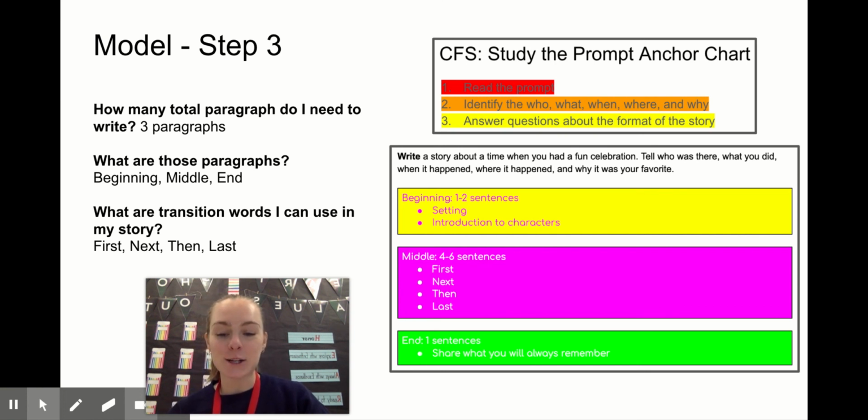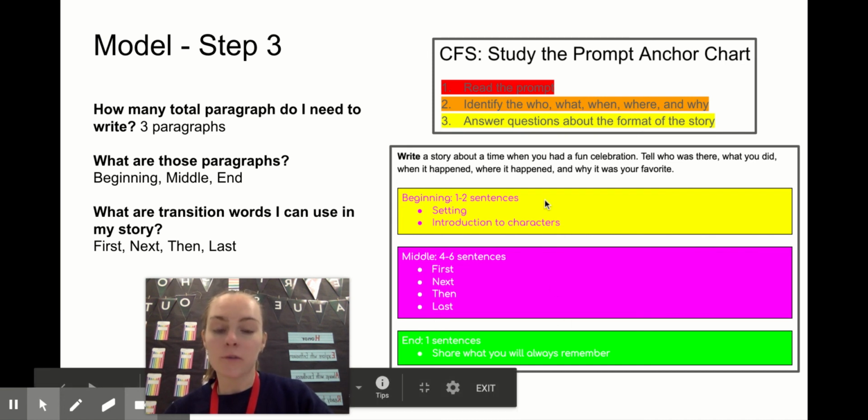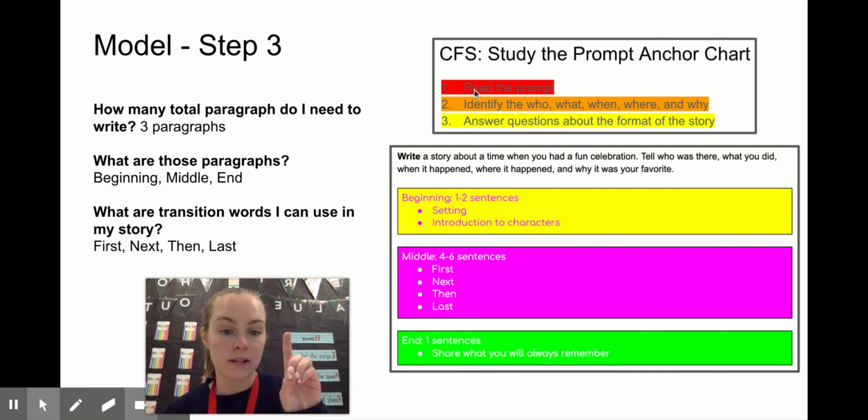Writers, this concludes my model for you about studying the prompt. When you go forward, you will be getting to do it yourself. You will get to read the prompt. You'll get to identify your personal who, what, when, where, and why. And then your third step, you will answer questions about the format of the story. I am so excited to see which fun celebration you choose, and I get to learn more by answering the questions who, what, when, where, and why.